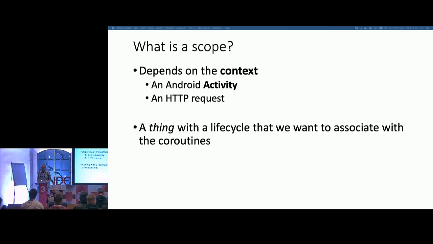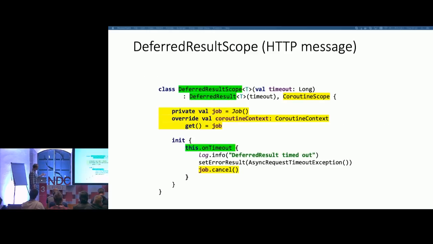So a scope depends on the context, and it's a thing with a life cycle, and we want to associate the life cycle of the coroutines with the life cycle of that thing. I have here an example using a scope for Spring, taking advantage of the DeferredResult scope. So CoroutineScope is an interface. To implement that interface, I just need to provide a getter with a job.